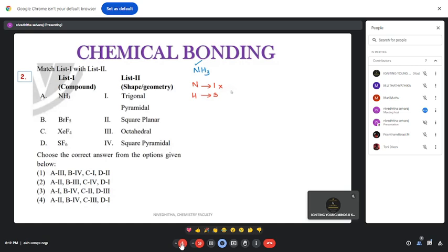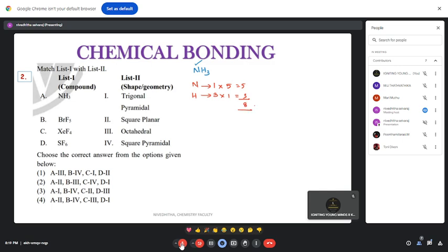What is the valence electron of nitrogen? Nitrogen is in 15th group. So what is the valence electron of nitrogen? Since it is in 15th group, the valence electron of nitrogen is 5. So 1 into 5 is 5. Hydrogen's valence electron is 1, so 3 into 1 is 3. So 5 plus 3 is 8.